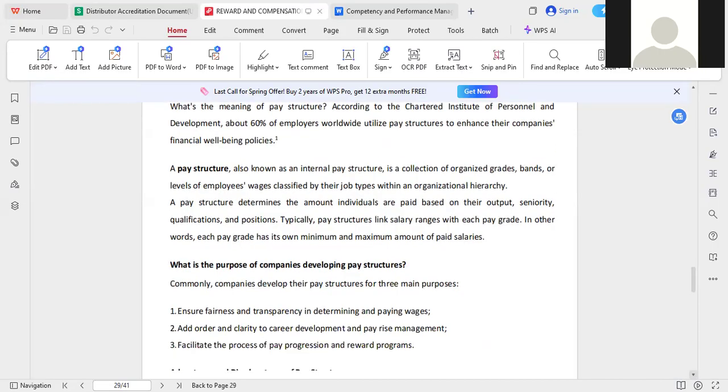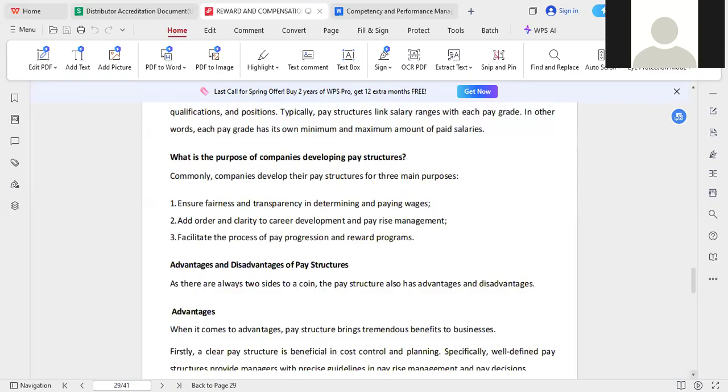So what is the purpose of companies developing pay structures? Number one, to ensure fairness. Yes, it helps to build fairness and transparency, add order and clarity to career development, and facilitate the process of pay progression and reward system. Okay, so when you're putting systems and structure in place, you're trying to make sure that there's order. You're trying to make sure that there's equity, there's justice, there's fairness.